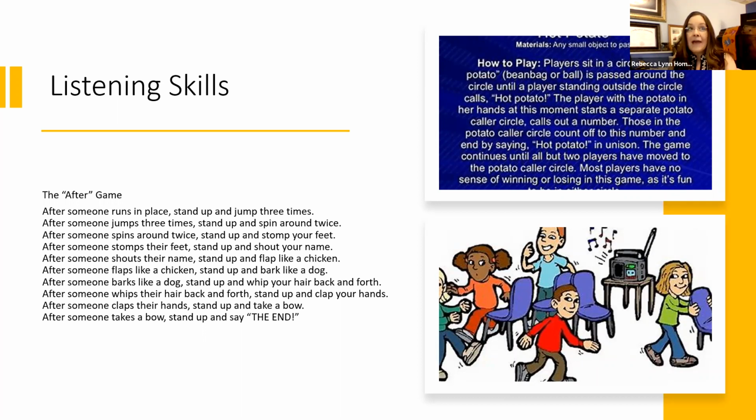So for example, after somebody runs in place, stand up and jump 3 times. So we have to be listening for what happens before us so that we know when it's our turn to do something. And we can give our children a piece of paper stating what their action is, or we can tell them what their action is. And the directions can be modified to suit any child's level of physical activity. And so the parent or the teacher might start by running in place.